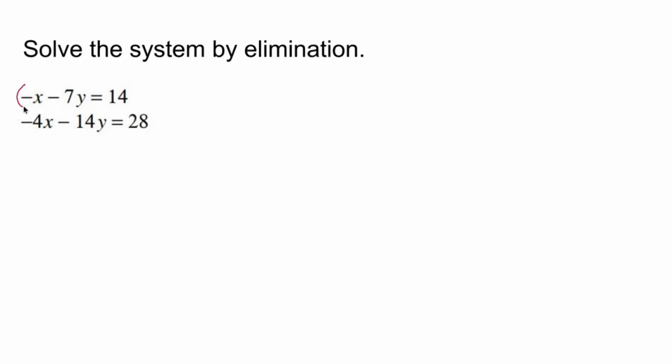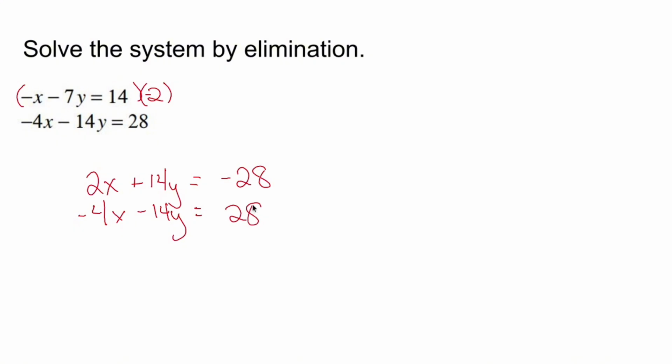So why don't I take the top equation and multiply it by negative 2? The reason why I'm doing negative 2 is that'll make that positive 14y, and this will be negative 14y. So by multiplying the top equation by negative 2, negative 2x is positive 2x. Negative 7 times negative 2 is positive 14y. 14 times negative 2 is negative 28. We're going to rewrite the bottom equation as is because we don't need to change anything. Now, if you're wondering, why didn't you just multiply the top equation by negative 4 and eliminate the x's? I could have. You'll get the same answer. I just decided not to do it that way.